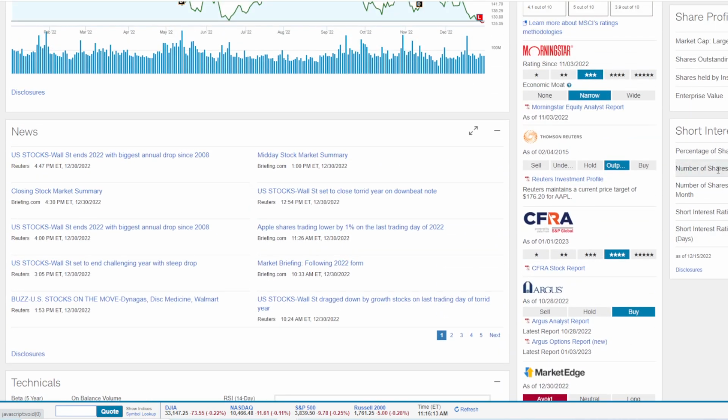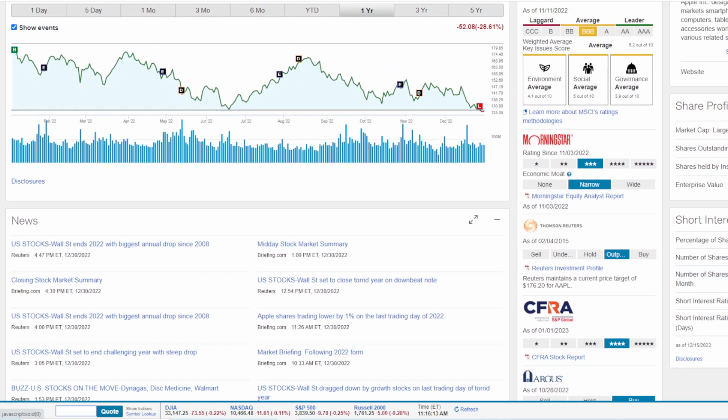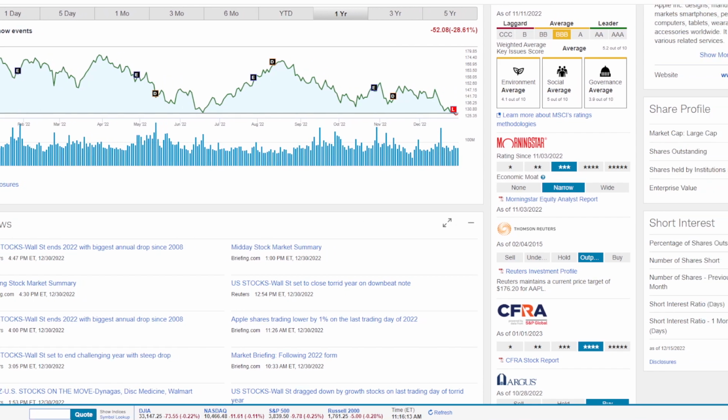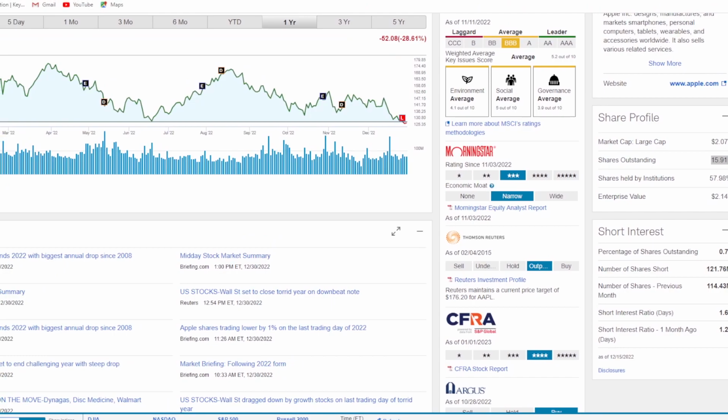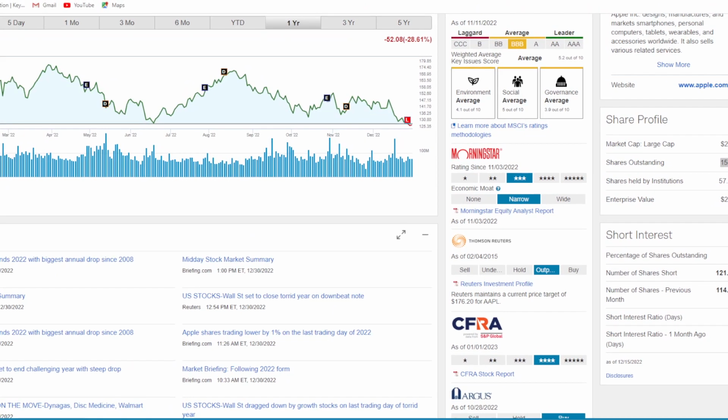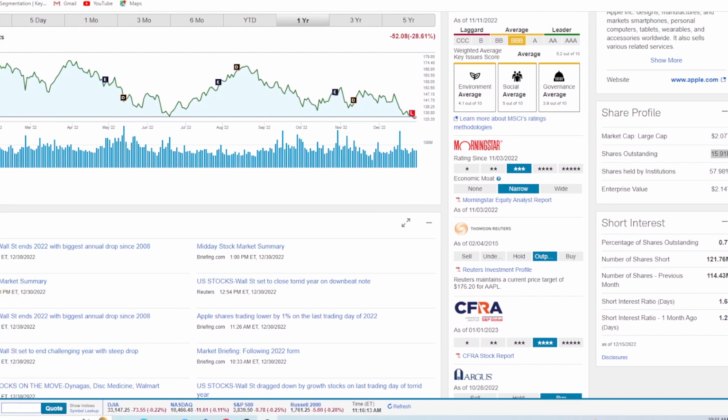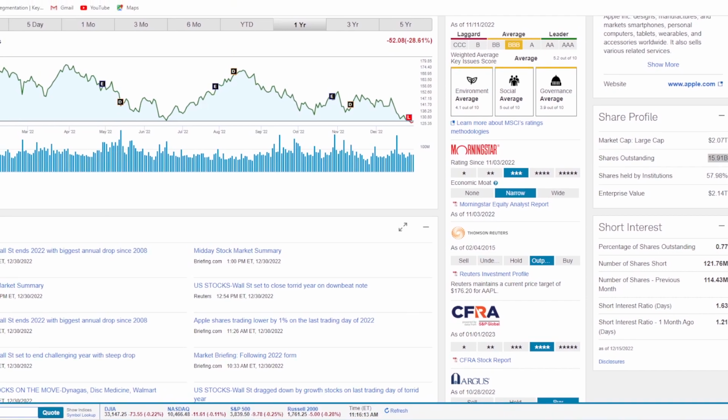Let's see number of shares outstanding. This is a short interest, get that out of here. 15.91 billion shares outstanding on Apple. I don't know if you can actually see that. Let's go ahead and adjust that for you. See how I moved that on the fly? Pretty impressive, huh? So 15.91 billion shares outstanding.